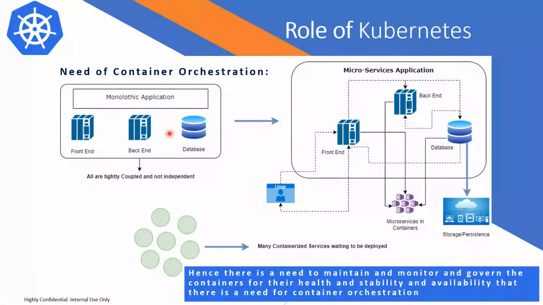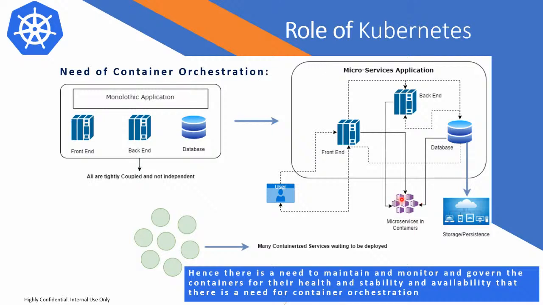They are not independent. So what is happening? We have moved out of this structure and went into the microservice application. Now you see, this is the user. User is going to hit the front end. Front end is going to hit the back end. Back end is going to hit the database. Database is going to store the data. And there are a number of microservices which are doing the entire thing. Today there are 5 or 6. Tomorrow there can be 600.